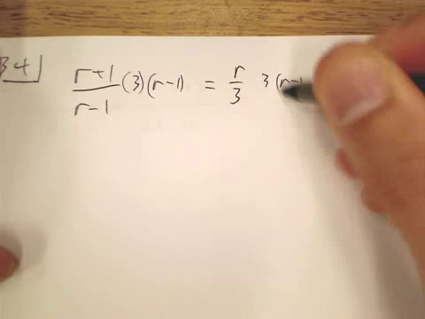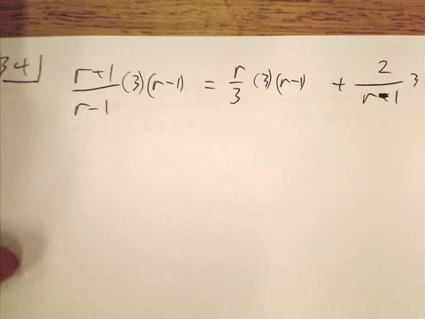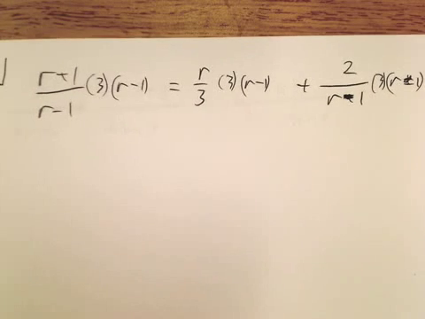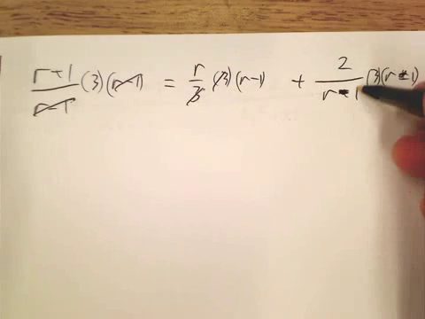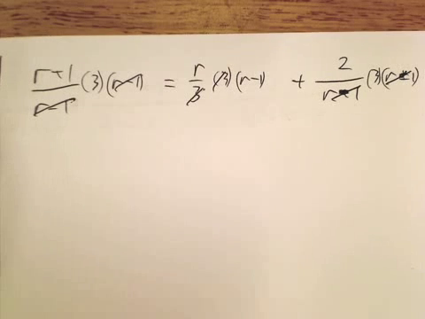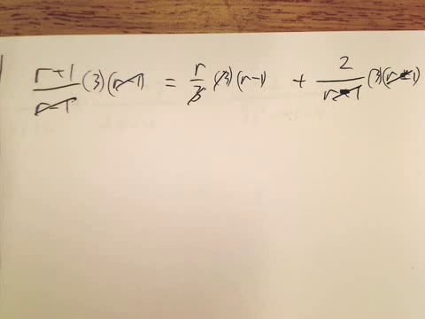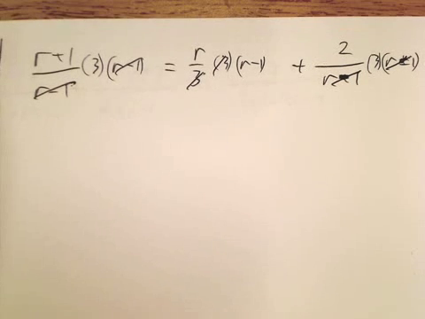3 and r minus 1. Throw some parentheses in there just for good measure. Okay, so cancel stuff out. The r minus 1 cancels out. The 3 cancels out. The r minus 1 cancels out. Go ahead and attempt to write the next line and continue on if you feel good. I'll pause this for a minute.